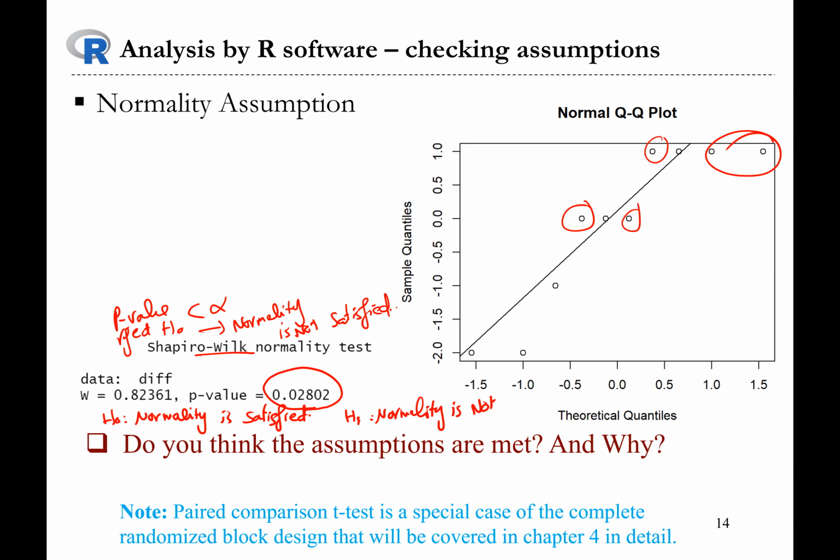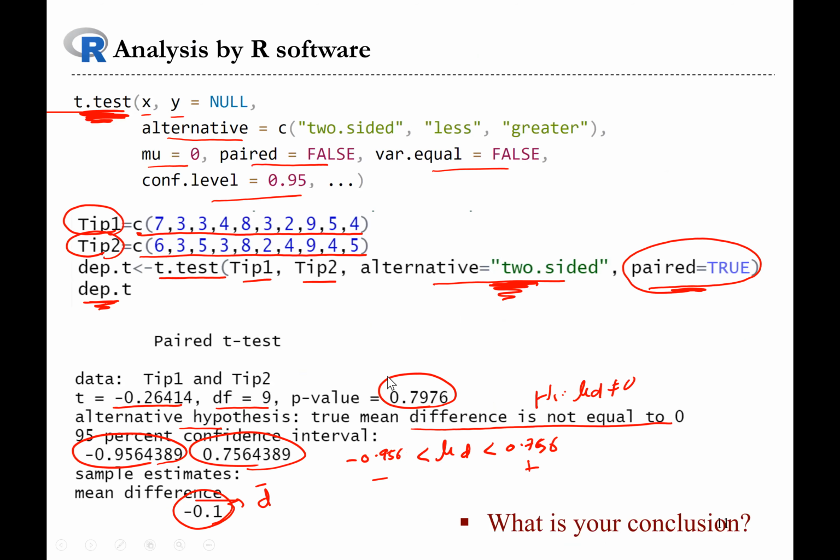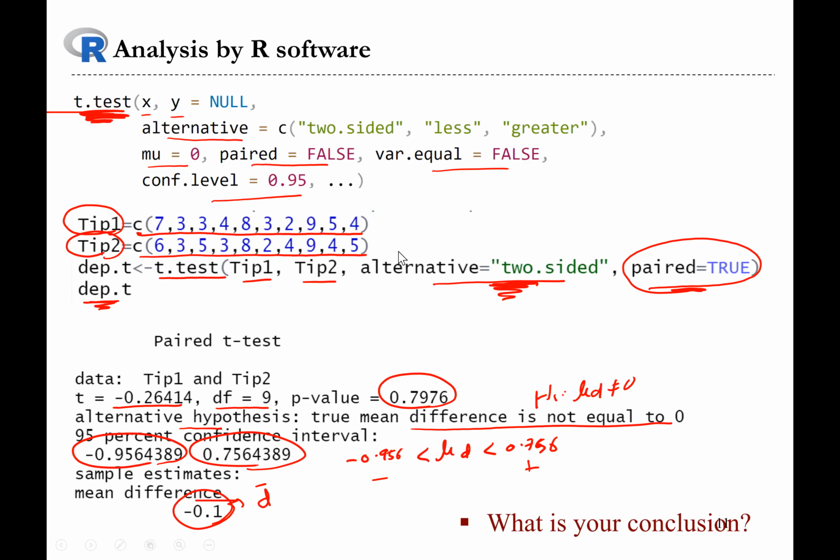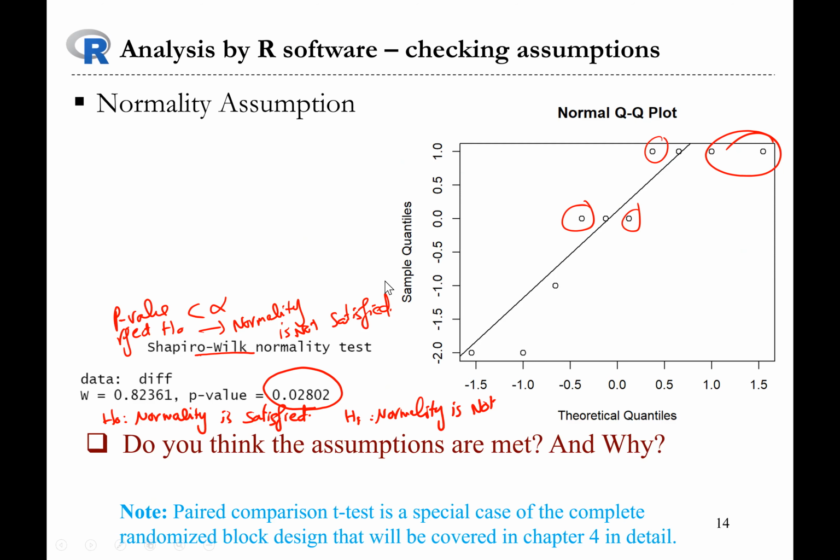So I shouldn't conclude that the two tips are the same. I need to fix the problem first. As a researcher, I shouldn't look at these conclusions because the assumption is not satisfied. So what should I do? There are many ways to fix the problem, like finding some transformation for the data to make normality satisfied. I will show you later how to fix this problem.